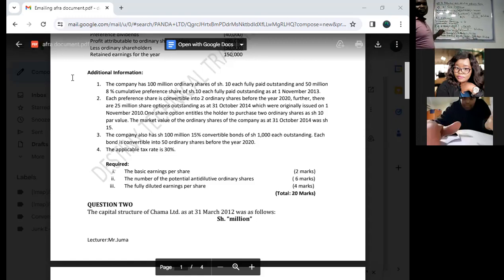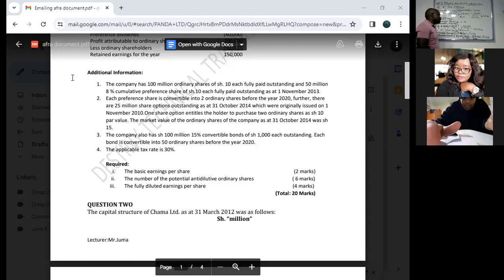The number of potential anti-dilutive ordinary shares is equal to 5 million. Full stop. So those are the ones which cannot dilute earnings per share.